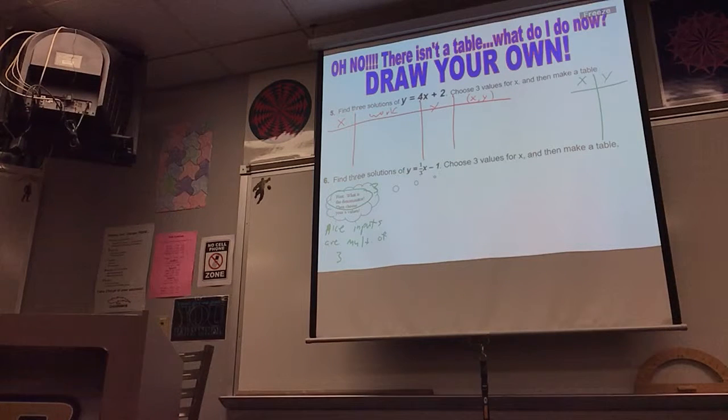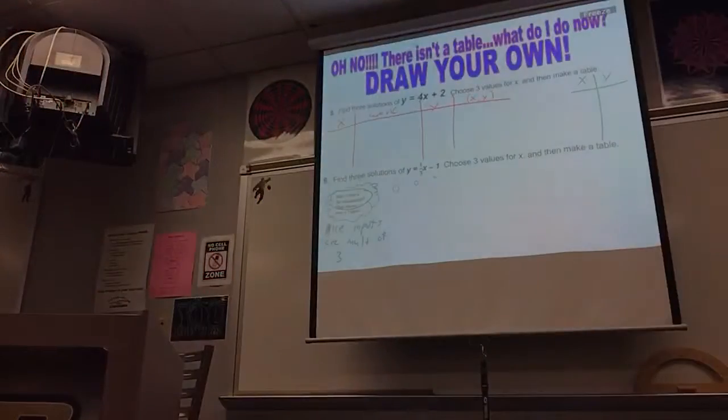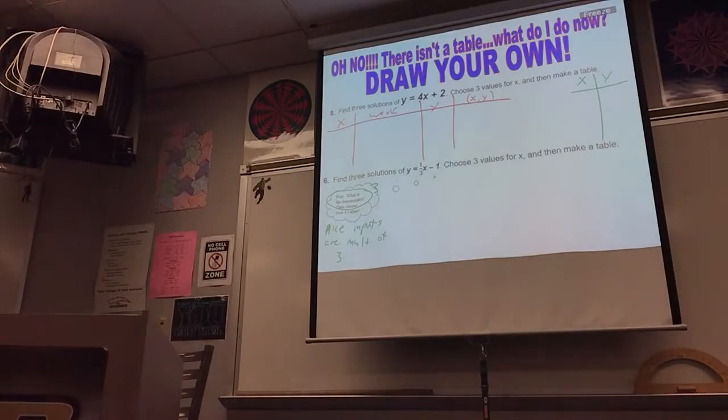One of the things you've got to do with your tables, guys, is you need to have an ordered pair somewhere. There needs to be an ordered pair, because that was by definition what a solution was: a coordinate point or an ordered pair that makes the equation true. So it isn't just a bunch of numbers and a bunch of work. There needs to be a coordinate point somewhere. That's why that last column is the x comma y column. It's the coordinate points.